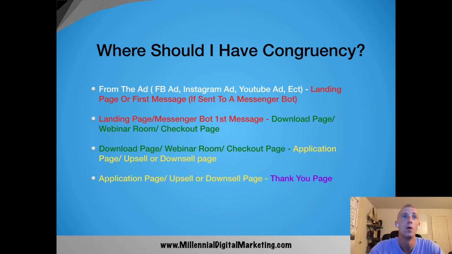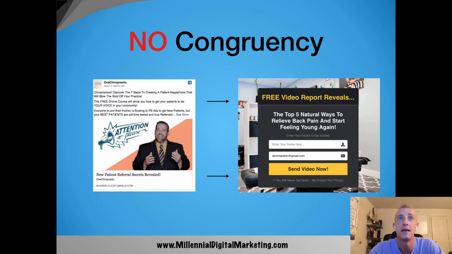Now, the last thing would be the application page, or the upsell or downsell page, to the thank you page, to the end objective. You want to have congruency there. I want to show you guys a couple of examples before we get out of here. This is an example of having no congruency. I didn't really have a personal example for you guys because I always knew congruency is super important. I mean, from split testing possibly, but this has zero congruency at all.